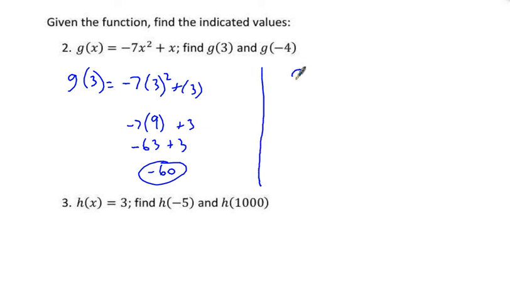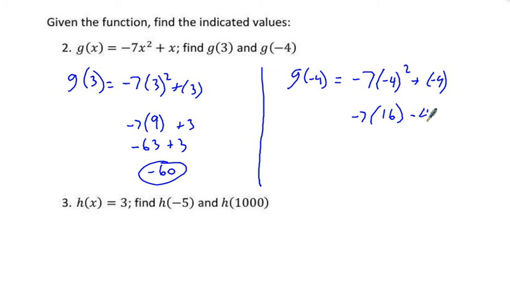We will now find g of negative 4. So we substitute a negative 4 in every place that we see x. Negative 4 squared is positive 16. And negative 7 times 16 is negative 112. Minus 4, negative 116.